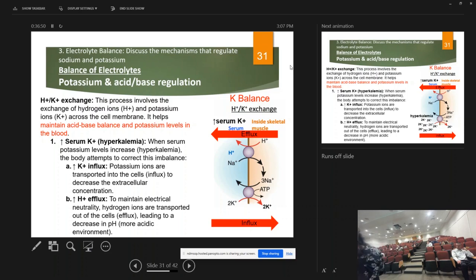In this exchange, sodium is not involved. Say that again? When this exchange of potassium and the hydrogen ions takes place, sodium is not involved. Sodium is involved because you're saying you are correcting for potassium. Potassium is 2, potassium goes in, 3 sodium comes out.